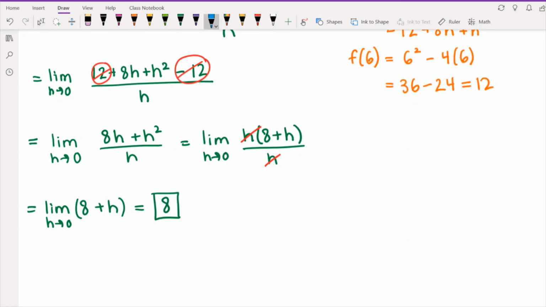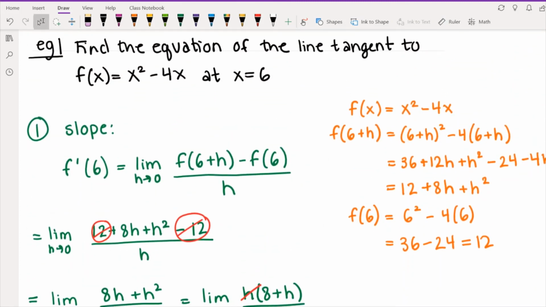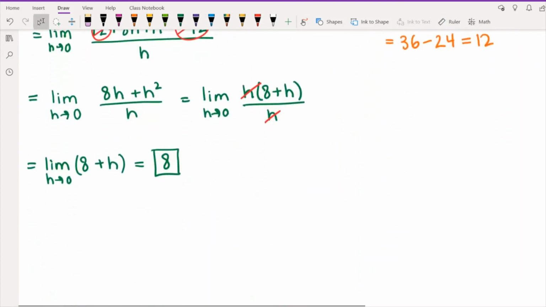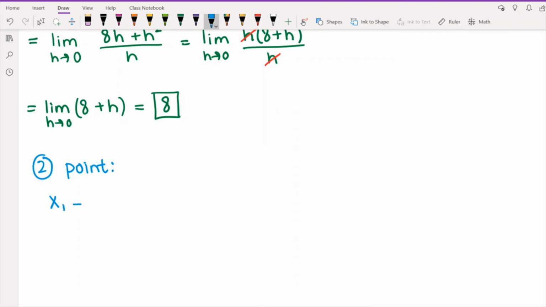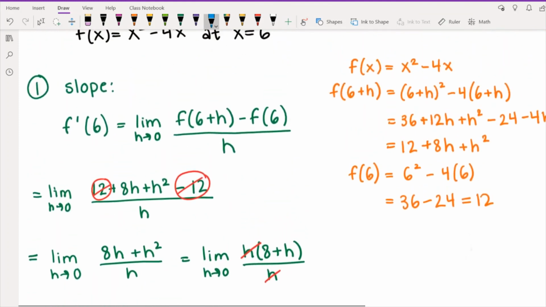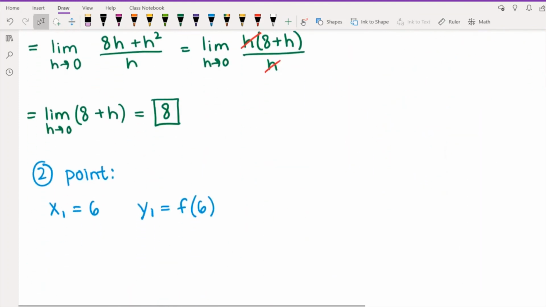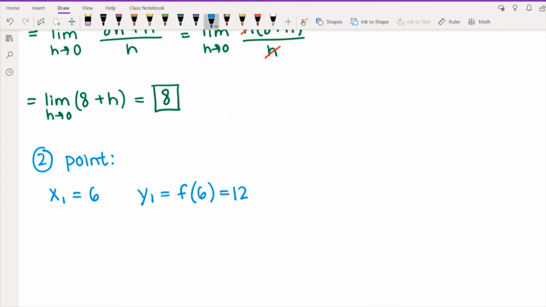So our next step is to now find a point that this line goes through. So looking back at what we're doing, the line goes through x is equal to 6. So to find the point, we can say, okay, we know that the x coordinate, we'll call it x1, is equal to 6. And so the y coordinate is going to be equal to f of 6. And we actually already calculated that, right? We did that up here. F of 6 was equal to 12. So the point that we know that our line goes through is the point (6, 12).